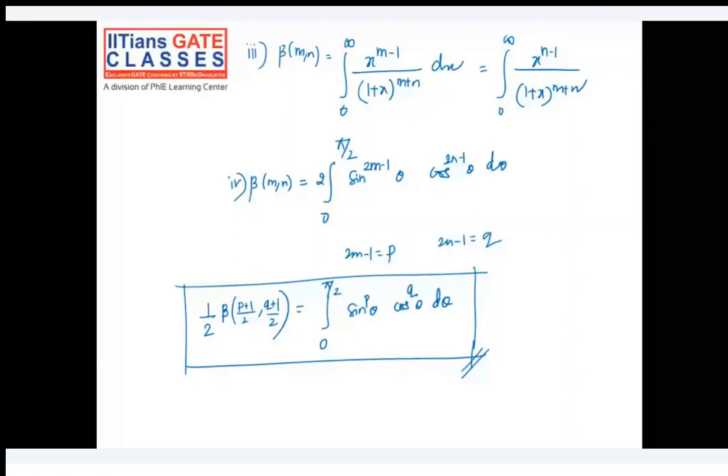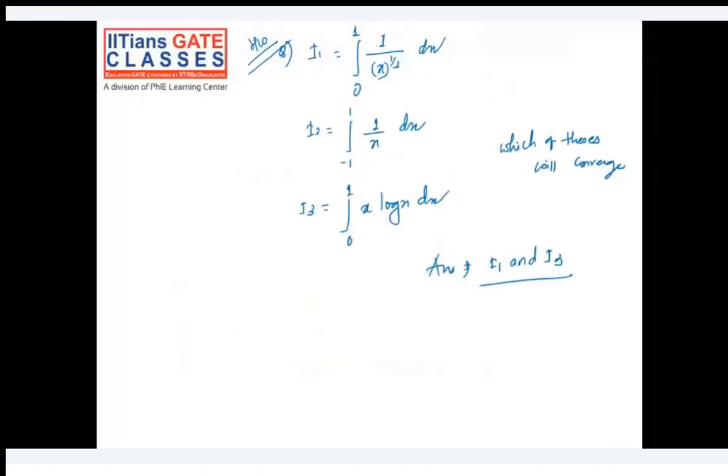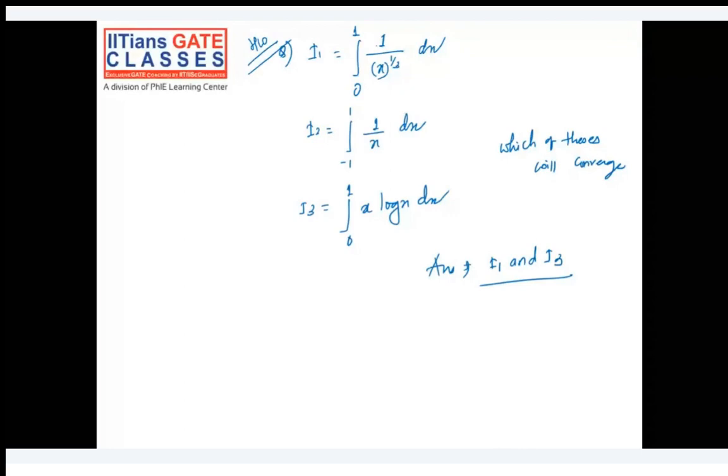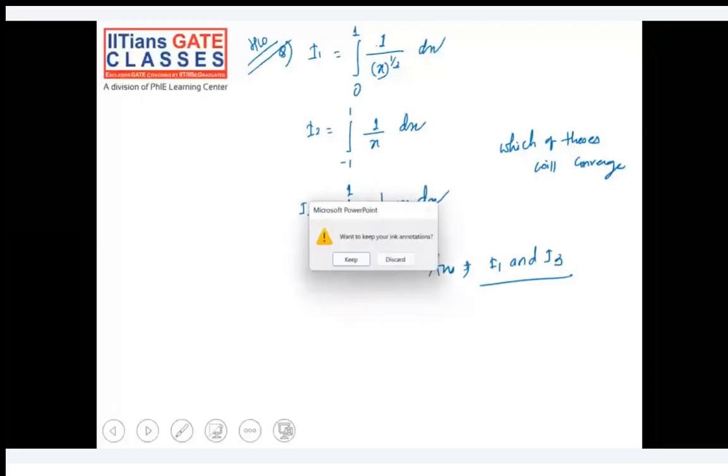Sir, one doubt. In the previous problem, I1 is equal to integral 0 to 1 of 1 by x power 1 by 3 dx, you are given I1, I2, I3, some out of that column. In that, 1 by x power 1 by 3 is convergent, sir? Yes, it is convergent. Sir, when we apply limit 0, it will become infinity, no, sir?